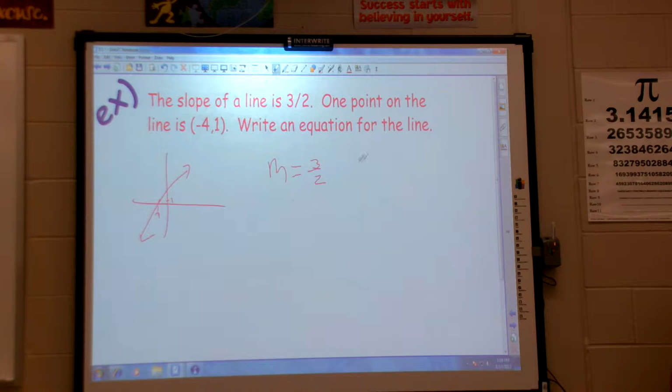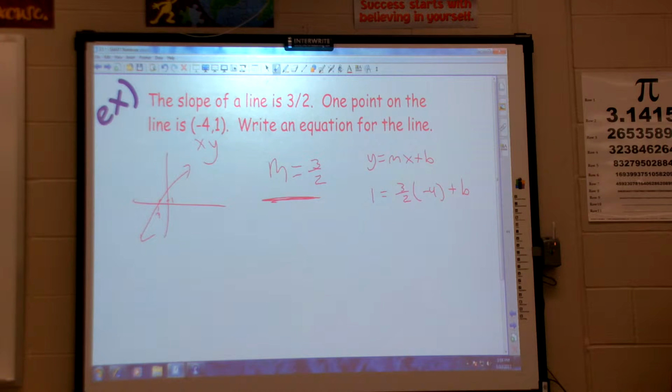We know our equation is y equals mx plus b, correct? I have m, and I have an x and a y. I'm going to plug them all in. So y is 1, m is 3/2, x is -4. And I don't have b. Now I clean that up and solve for b.